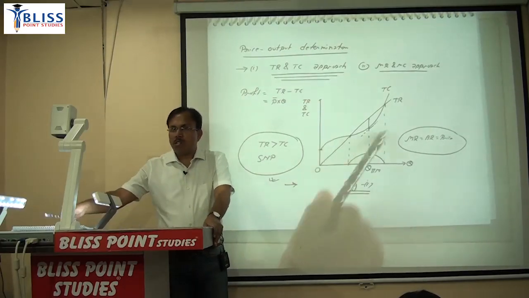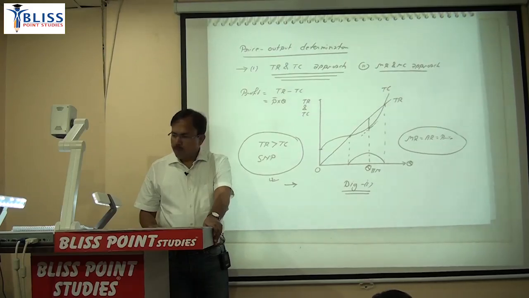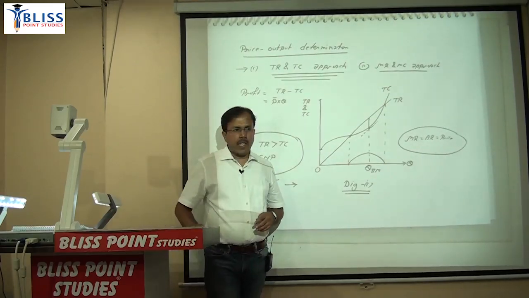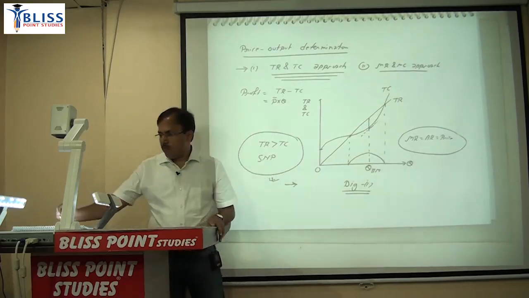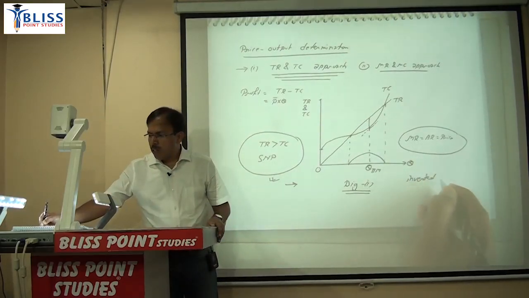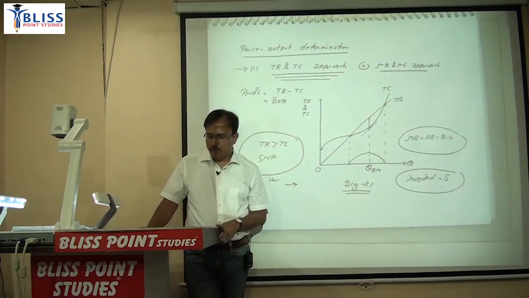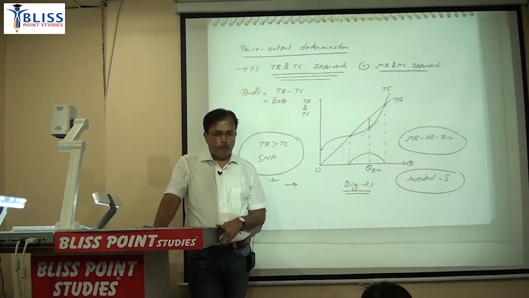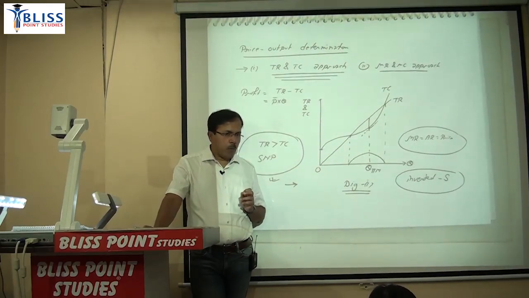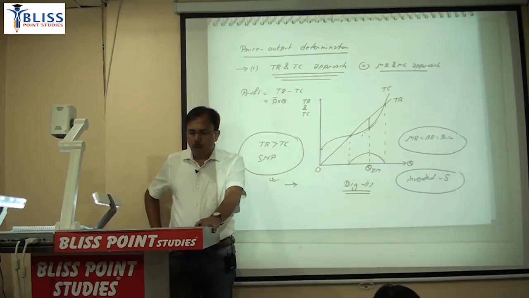Next paragraph for this cost curve. The total cost curve is inverted S in shape due to law of variable proportion.